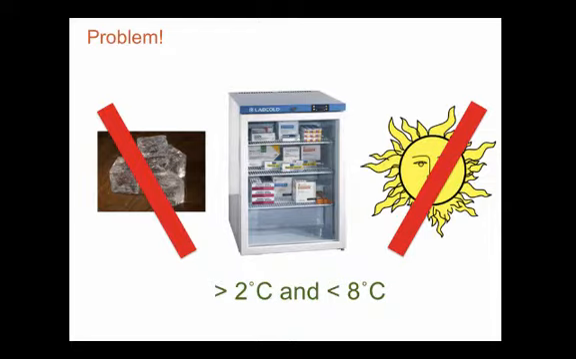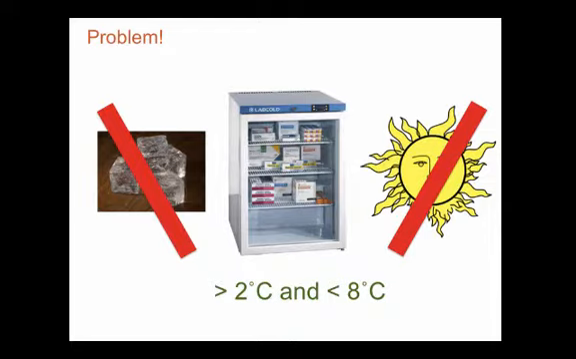And that problem is most vaccines, particularly the newer vaccines, have to be kept between 2 degrees Celsius and 8 degrees Celsius. You can't freeze them. You can't heat them up beyond this particular temperature. So why is this a particular problem?